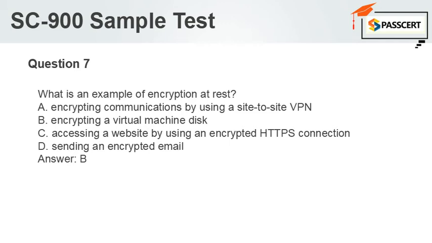Question 7. What is an example of encryption at rest? A. Encrypting communications by using a site-to-site VPN. B. Encrypting a virtual machine disk. C. Accessing a website by using an encrypted HTTPS connection. D. Sending an encrypted email. Answer: B.